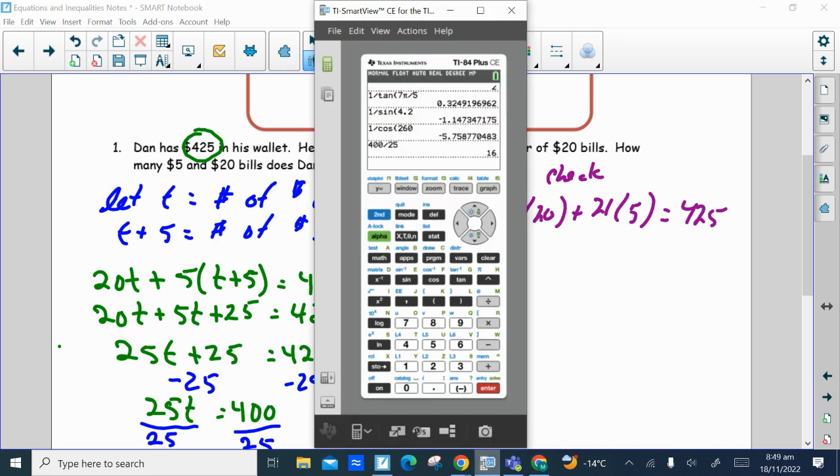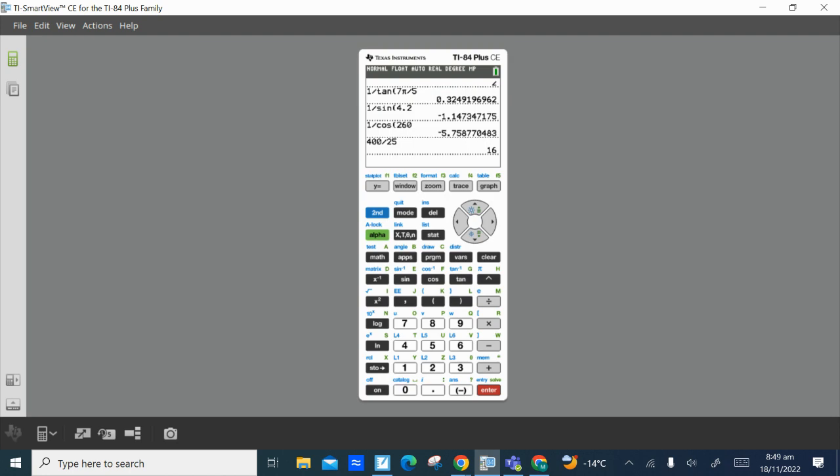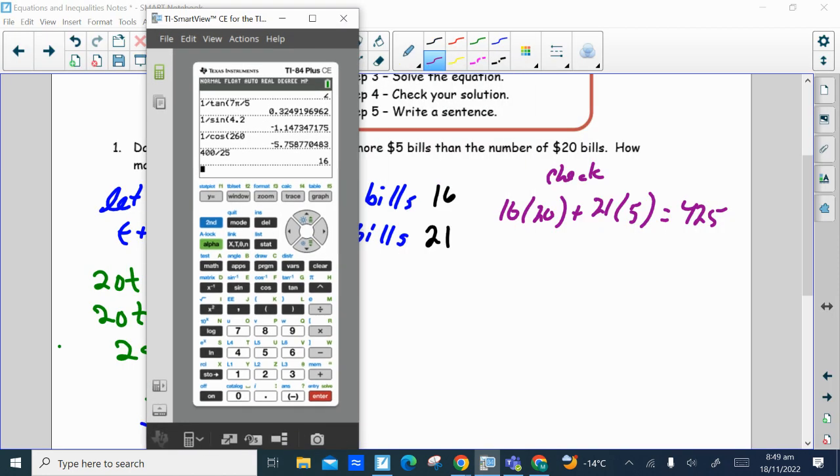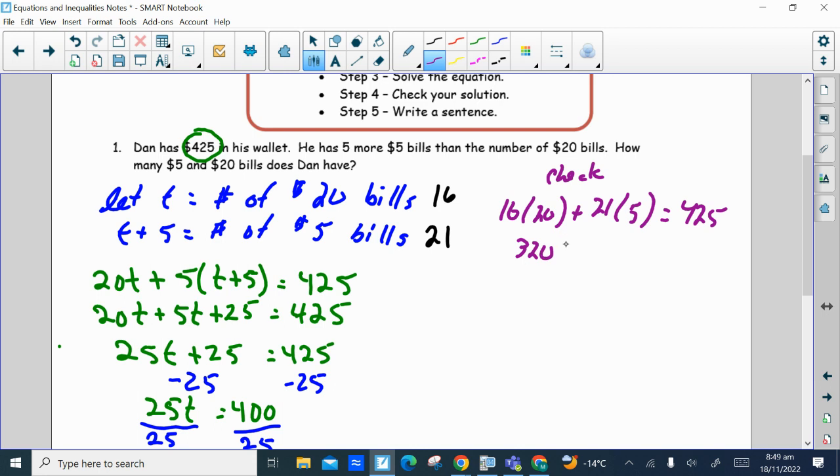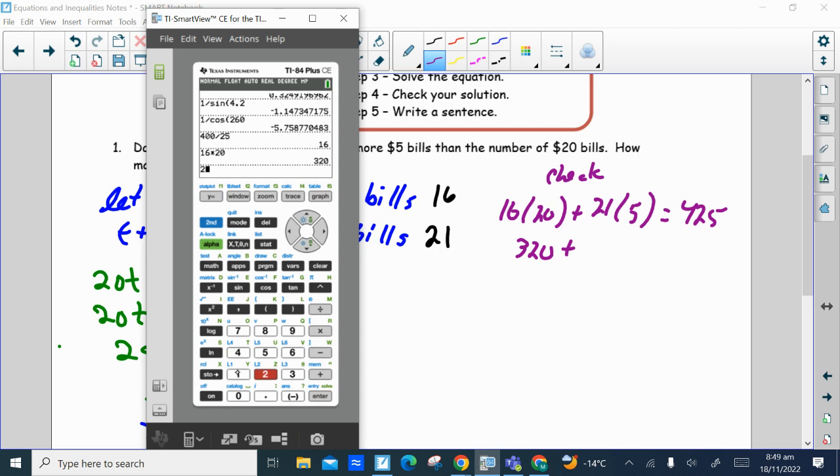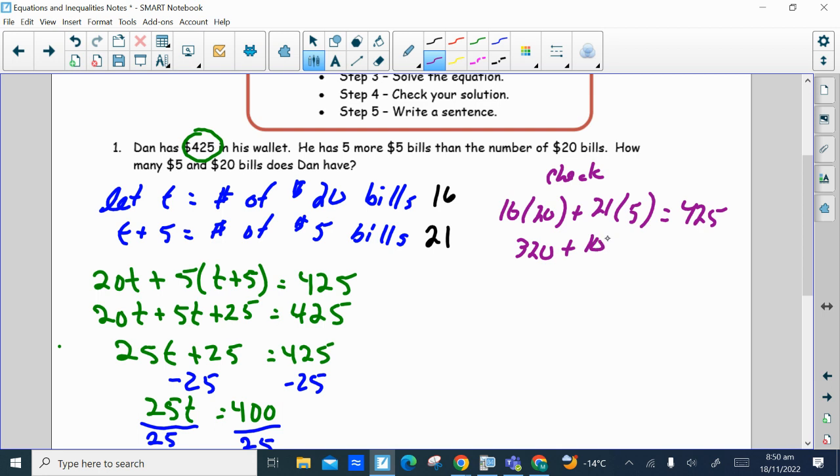So 16 times 20, I think, is 320. 16 times 20, yep, that's 320. Plus 21 times 5, I think, is 105, but let's check that. 21 times 5, yep, 105. And if you add those together, you're going to get 425. So that part checks. We've got the right amount of money.